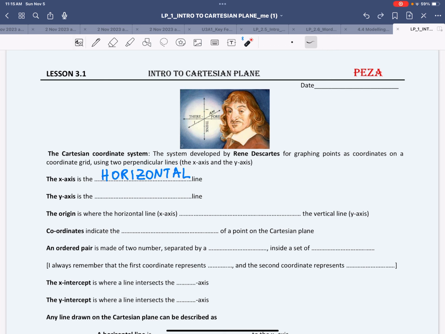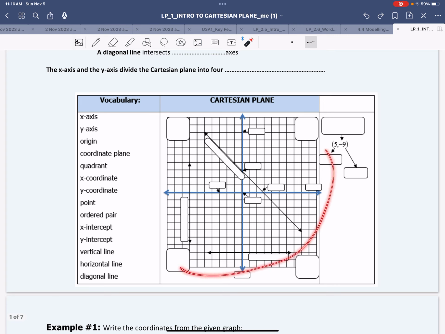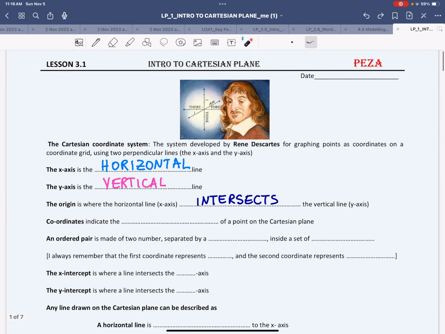The x-axis is the horizontal line, whereas the y-axis is the vertical line. The origin is where the horizontal line, or the x-axis, intersects the vertical line, or the y-axis. So as you can see here, this is the grid, and this is the horizontal, and this is the vertical axis. They intersect at the origin.